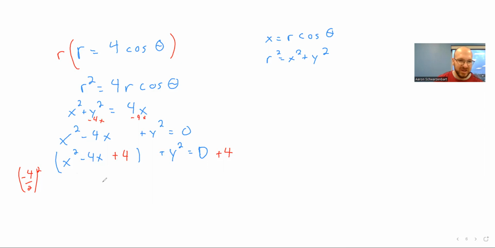So now I can go ahead and factor that into something squared. It's x plus b over 2, so x plus -4 over 2, or x minus 2 squared. So this is a circle here, centered at 2, 0. Remember circles. Centers are h, k. Radius is 2, because it's equal to r squared.